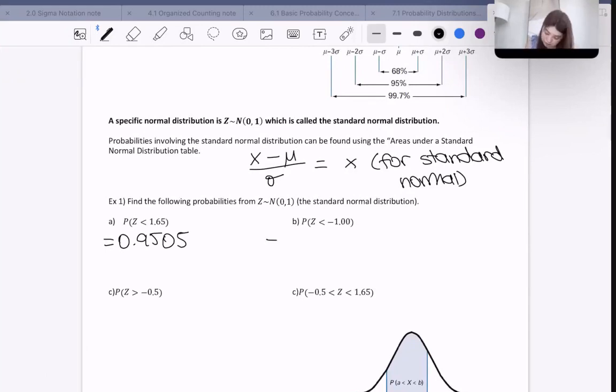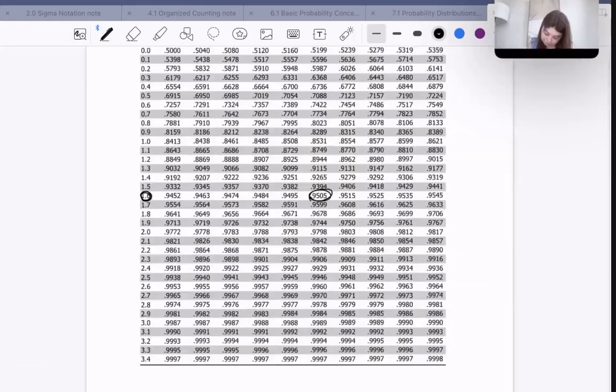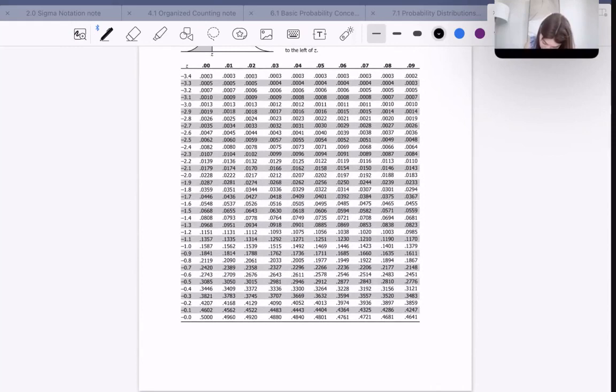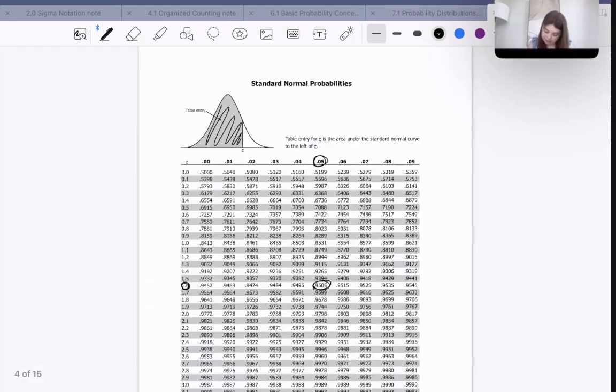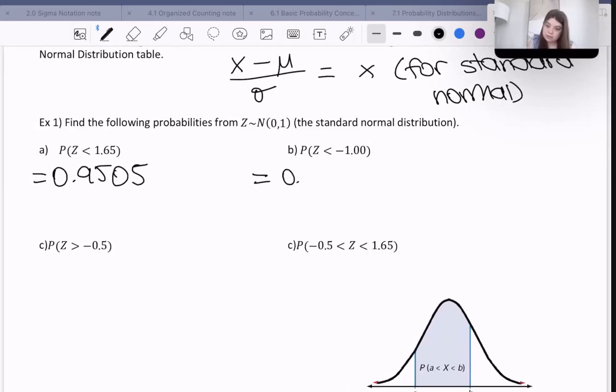Now here's this one. It says, what's the probability that the z-score is less than -1 on the standard normal? Okay, so here's positives. Here's our negatives. So -1 is this one right here. It's going to be 0.1587. So let's do it. 0.1587. And there we go.